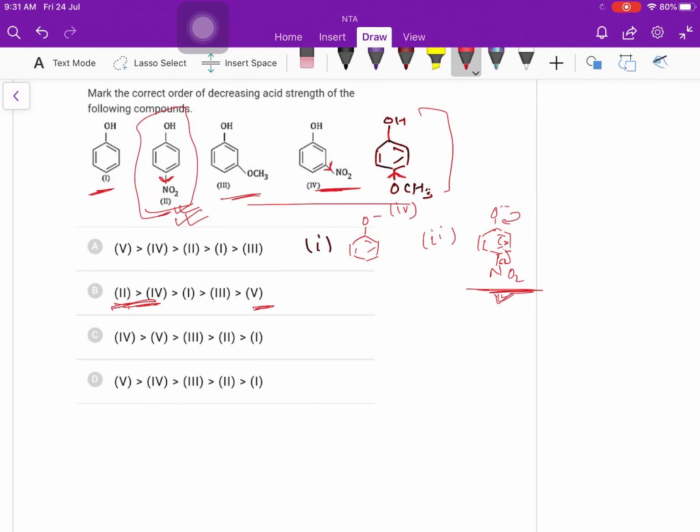Many times we also claim 3 to be more acidic than 1. This is because the oxygen present here donates the electron but also withdraws the electron via conjugation, and since it is present at the meta position, this is sometimes mentioned as 3 being more acidic than 1. You can Google it and check it out. But if we are only choosing the correct answer, the correct answer will be B.